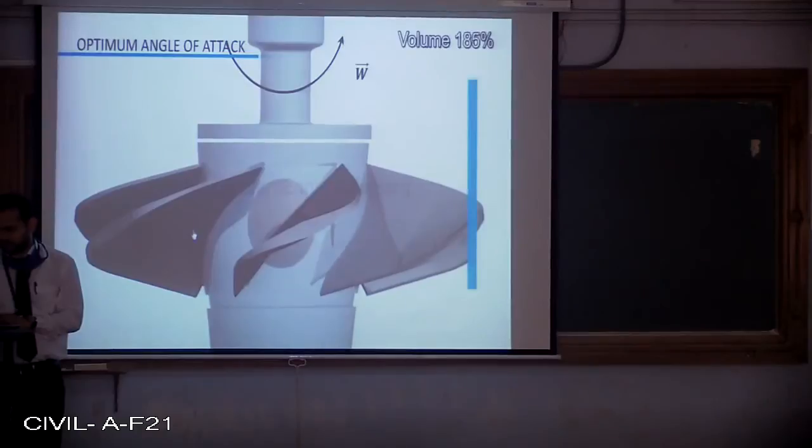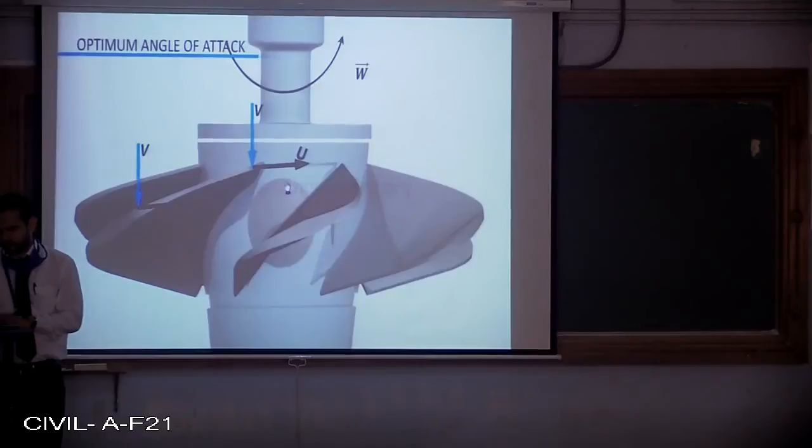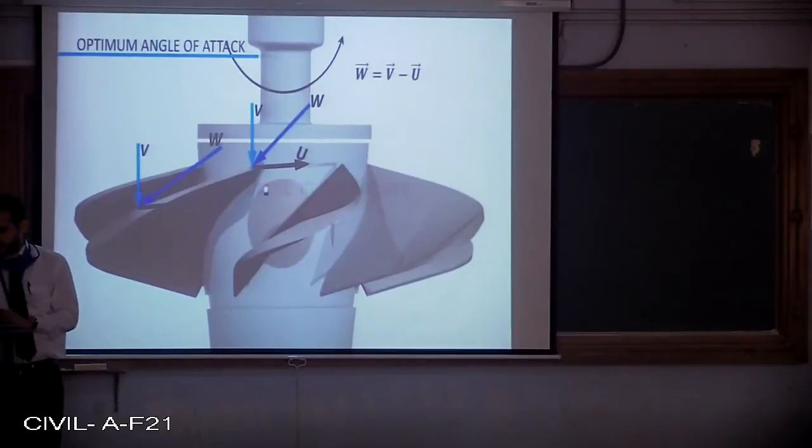Even though the absolute velocity is axial, the relative velocity will be inclined depending upon the blade velocity. The inclination of relative velocity increases as we move from root to tip due to increasing blade velocity. There should be a continuous twist in the blade from root to tip so that at every cross section the angle of attack is optimum.